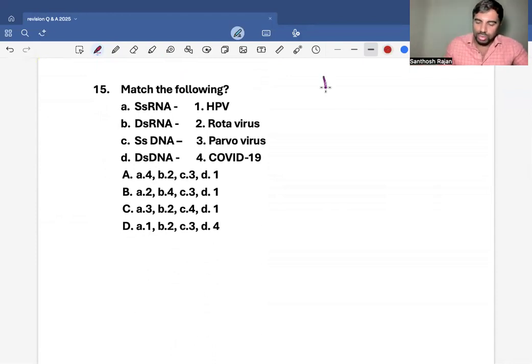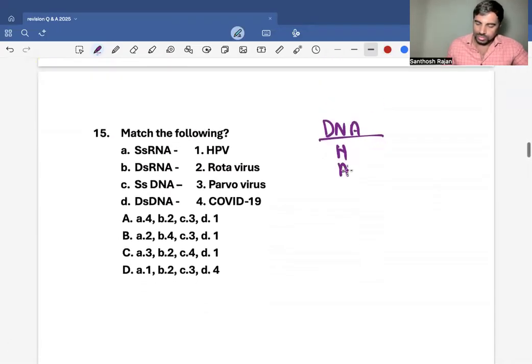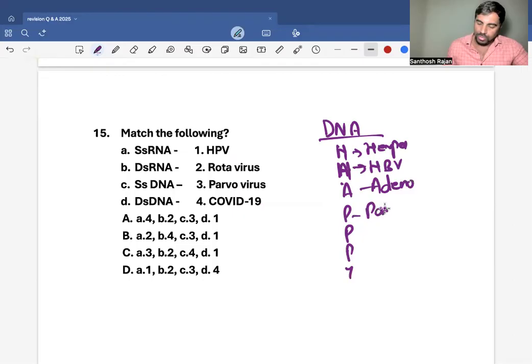So easy to remember: the DNA viruses. DNA virus means HAPPY, right? DNA virus is happy virus. H for herpes, other H is for hepatitis B virus. A for adeno, and P for parvo. P for papilloma, other P is for pox. That's it. These are the important things.